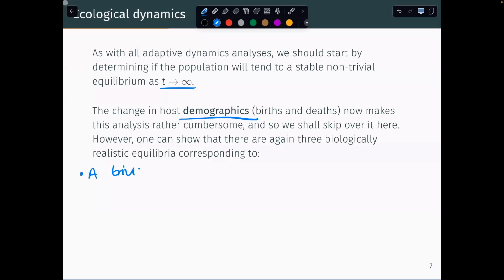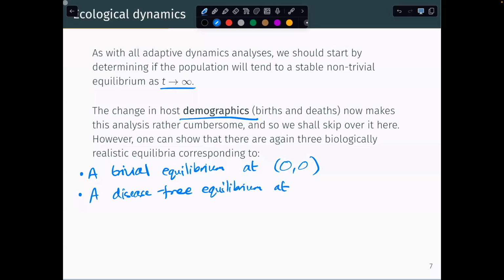One is a trivial equilibrium at 0, 0. This is trivial because there are no hosts, therefore there can be no pathogens. Everything is at 0. Nothing can happen, either ecologically or evolutionarily. We have a disease-free equilibrium, just like before. And this, in this model, happens to occur at B over D for our susceptible population and 0 because there's no pathogens. It's a disease-free equilibrium.